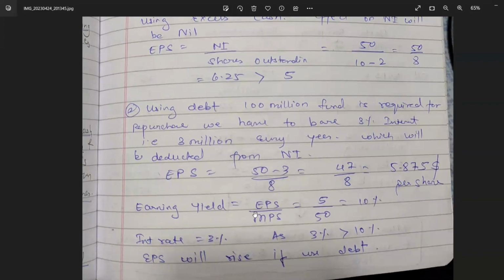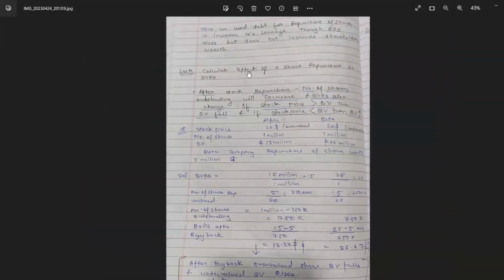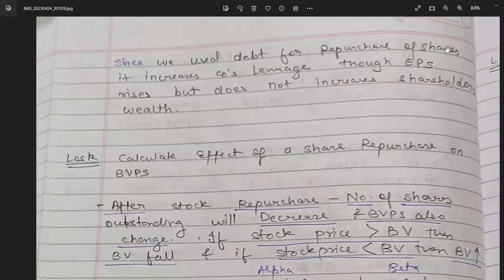Here we want to calculate the earnings yield, EPS by market price: 5 by 50 is 10%, and the interest rate we are going to pay is 3%. So our earnings yield is greater than the interest rate, so our EPS will rise if we use debt. So using both of these methods, we can conclude that our EPS will increase. Let's go to the next page. Since we use debt for repurchase of shares, it increases the company's leverage. Though EPS rises, it does not increase shareholders' wealth. As you know, we have taken on debt, so the debt to equity ratio is going to rise. Even though our EPS will rise, our company's financial leverage will rise.